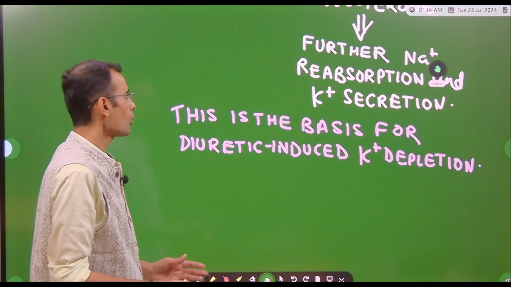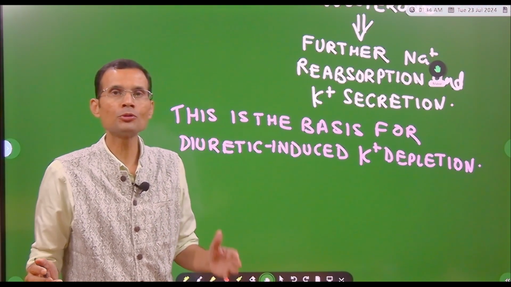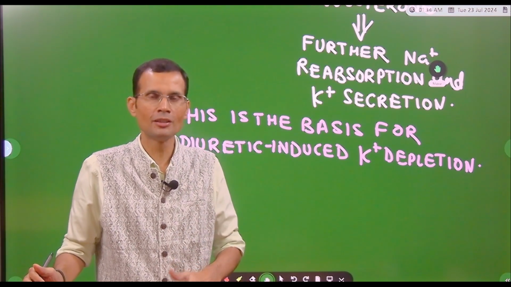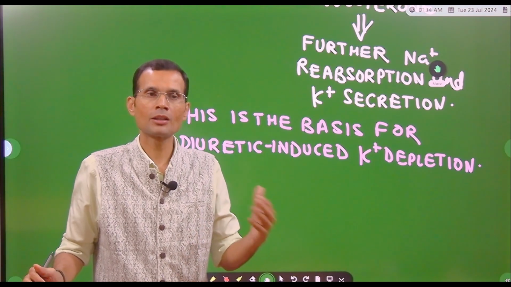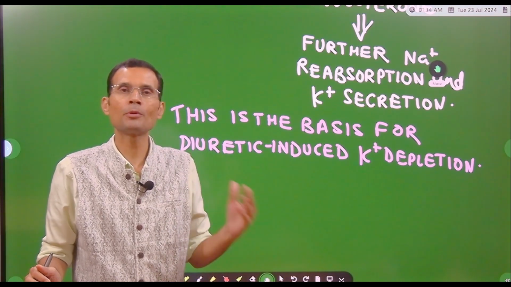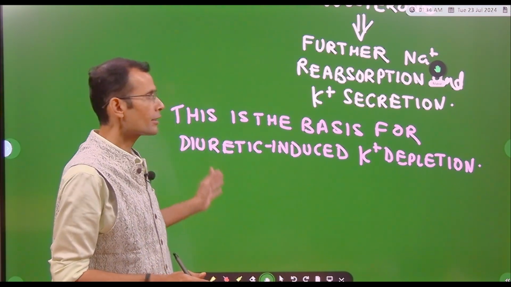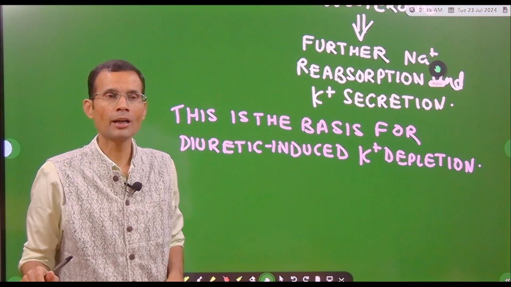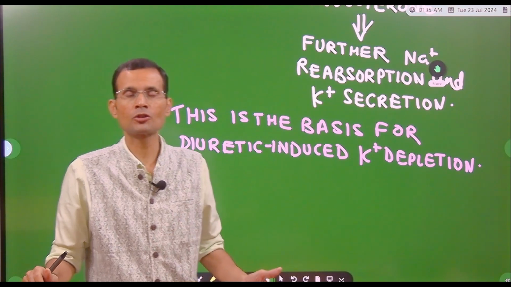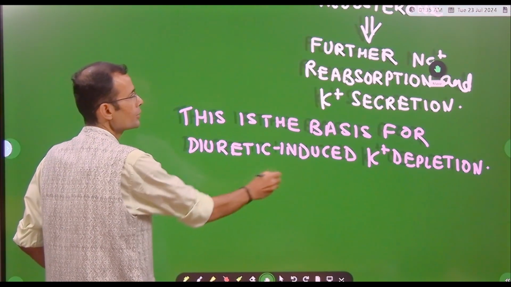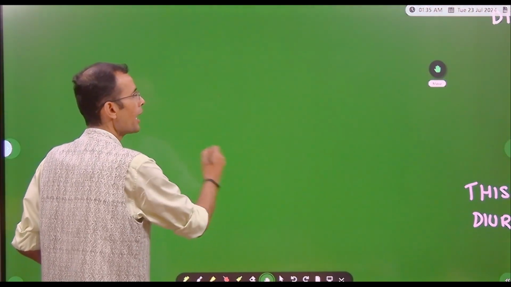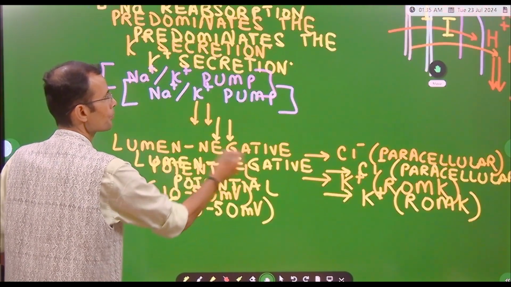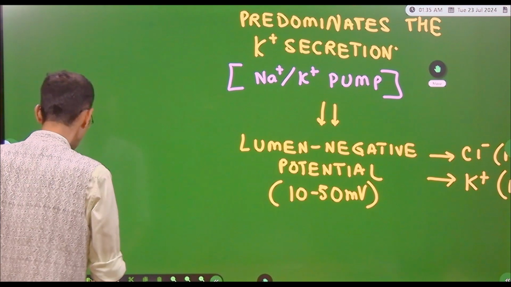So this is the basis for diuretic-induced potassium depletion, and that probably was the need that they had to bring in another category, invent another category, the potassium sparing diuretics, that would not cause potassium depletion, because you know hypokalemia, if serious, can have serious consequences. So this is the background as to why this category was developed and what was the need for it.